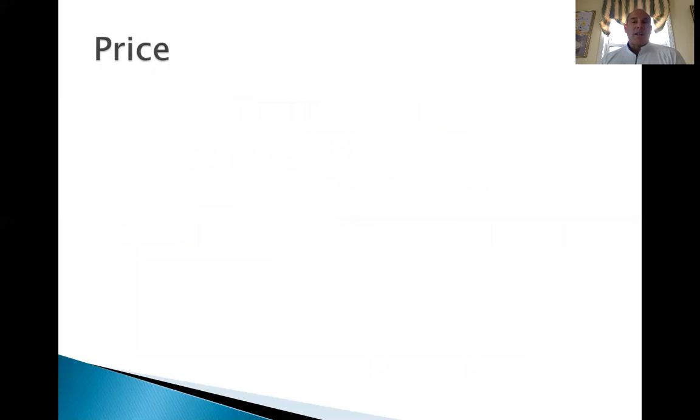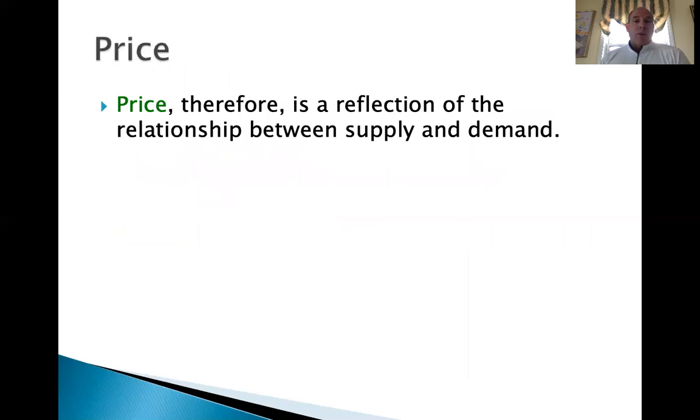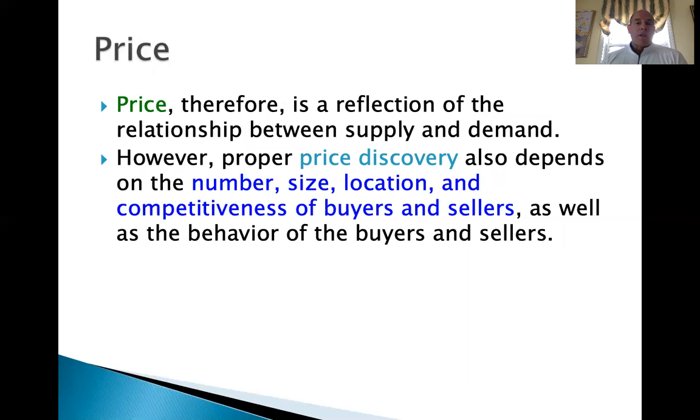So how does this interact with price? And this is the most important thing about the law of supply and the law of demand. It is used for us to discover price. Price, therefore, is a reflection of the relationship between supply and demand. However, proper price discovery also depends on other variables: the number, the size, location, and competitiveness of buyers and sellers.